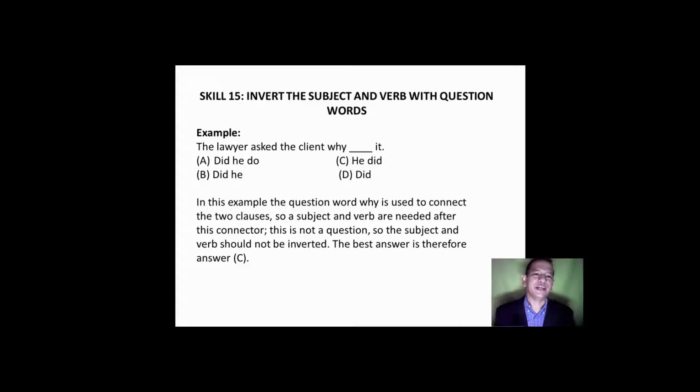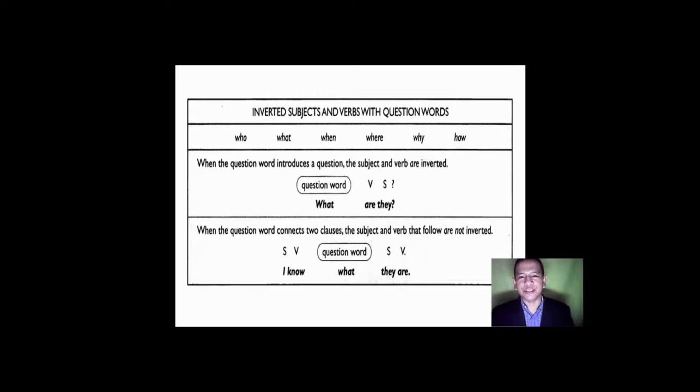In this example the question word why is used to connect the two clauses, so a subject and verb are needed after this connector. This is not a question, so the subject and verb should not be inverted. The best answer goes to he did, C. And this is the list of the skill 15.